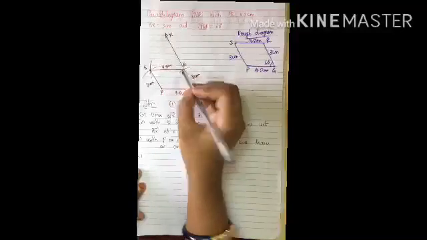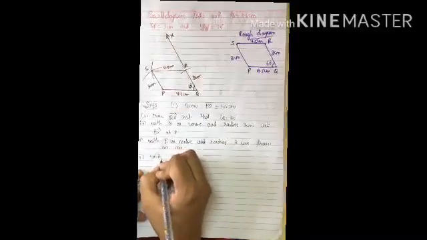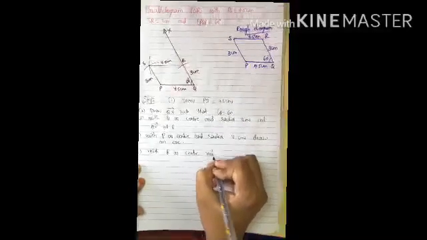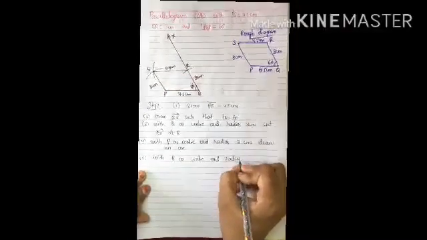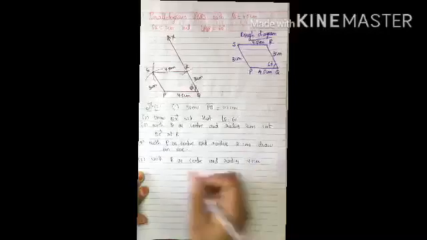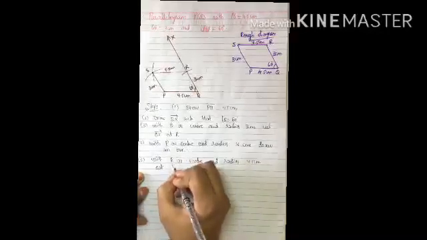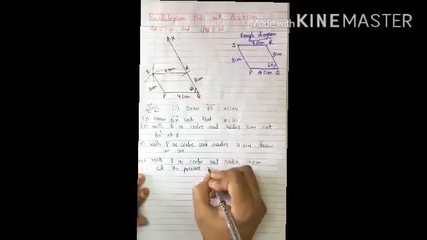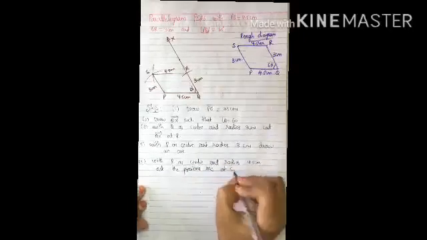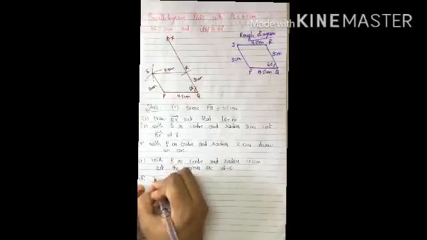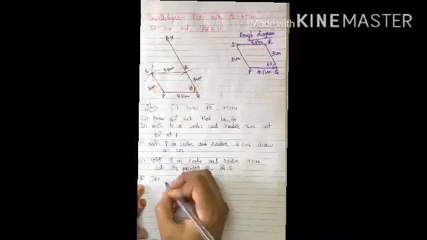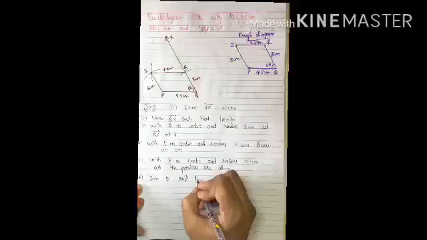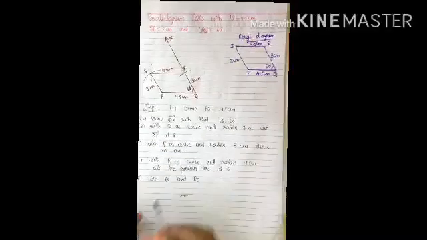Next, with R as center and radius 4.5 centimeters, cut the previous arc at S. Next, join. What you joined here? Join PS and RS. So this is the required parallelogram.